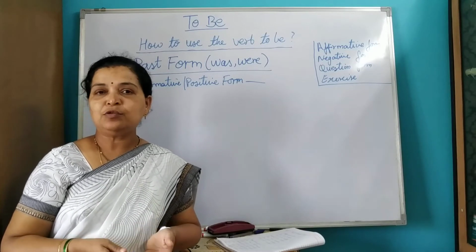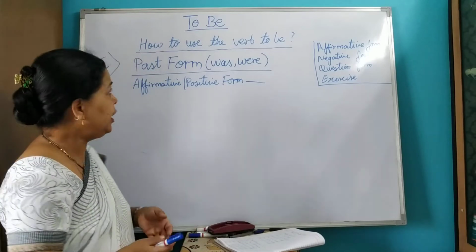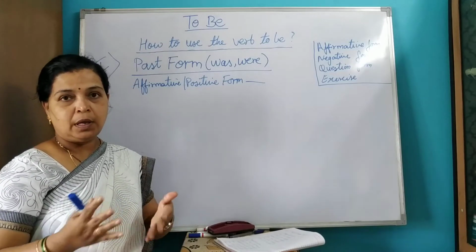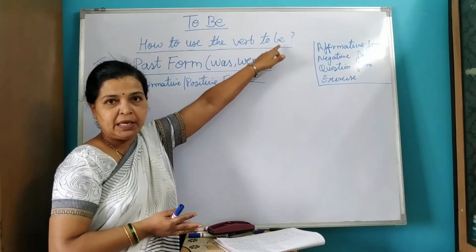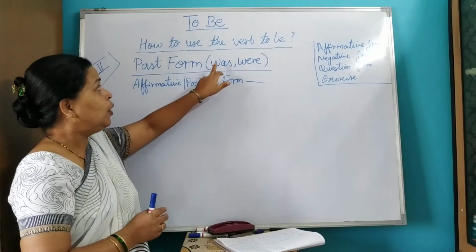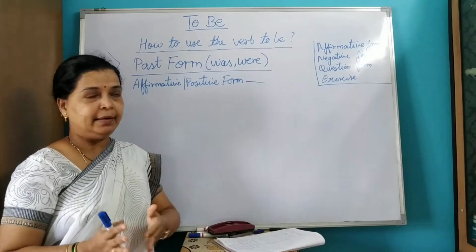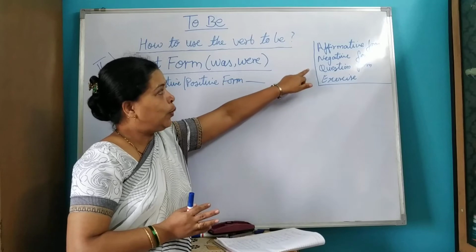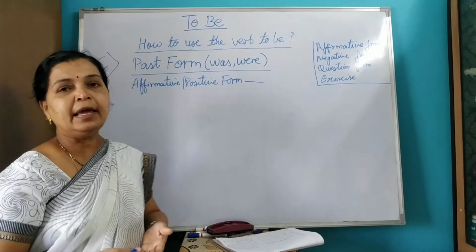We are going to talk about the verb to be, and see the past form of to be and how to use it in English. Okay. So, how to use the verb to be. Now, the past form or the past tense of the verb to be is was or were. Okay. So, let's see how to use was and were in affirmative sentences, negative sentences, questions, and let's do some exercise based on it in the end.